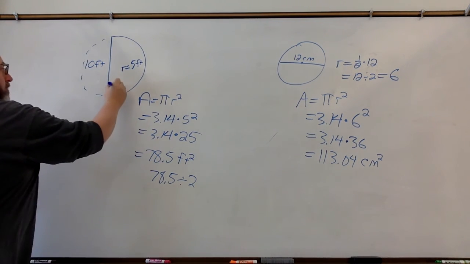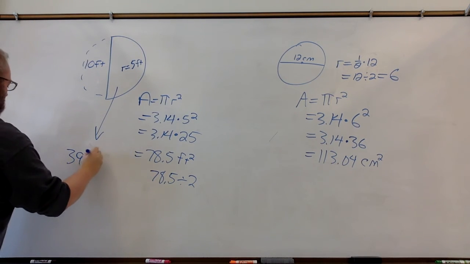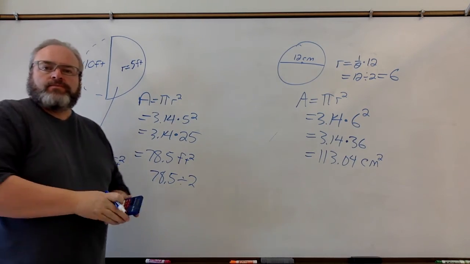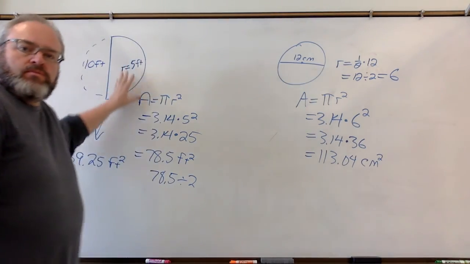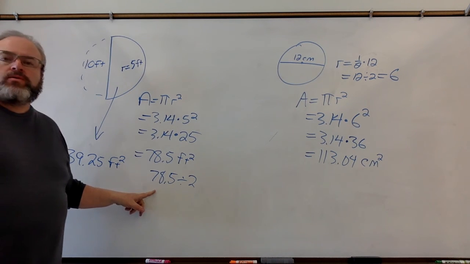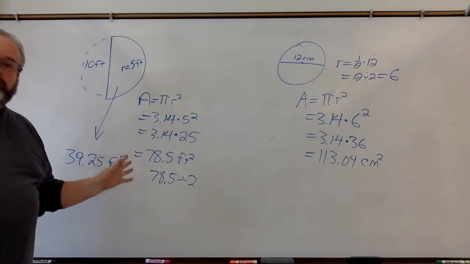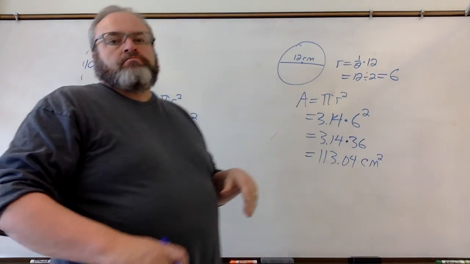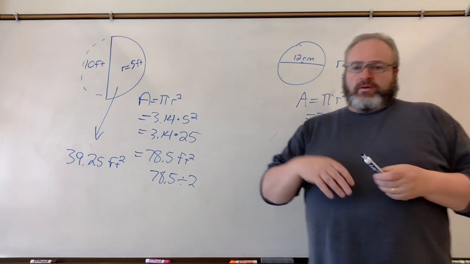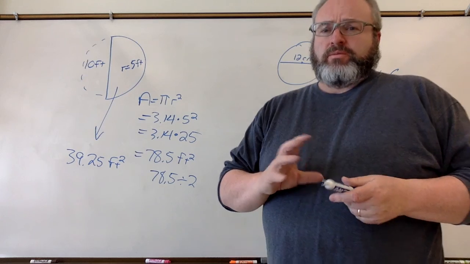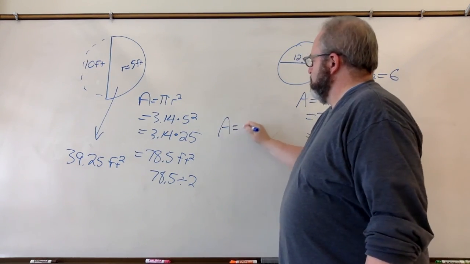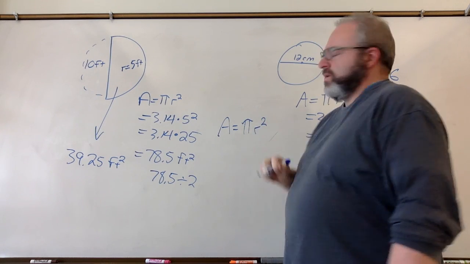So the area here would be 39.25 square feet. So if you have a half circle, divide the whole circle area in half. If you have a quarter circle, divide by 4. If you have 3/4 of a circle, find 3/4 of the area. Multiply by 0.75 or multiply by 3, divide by 4, whichever method works best for you. So again, the area of a circle is pi times the radius squared.